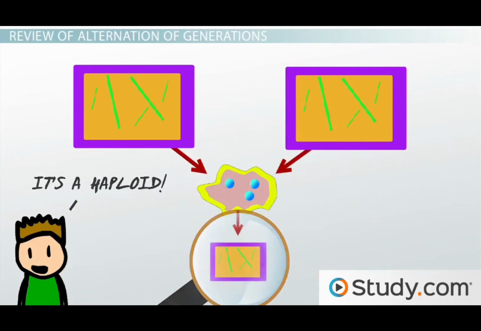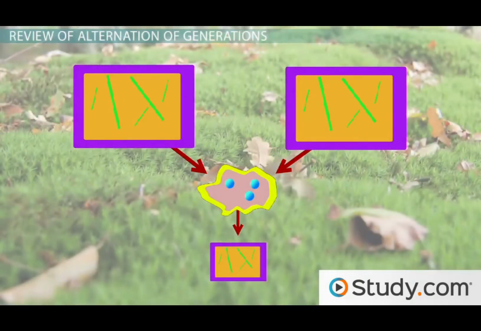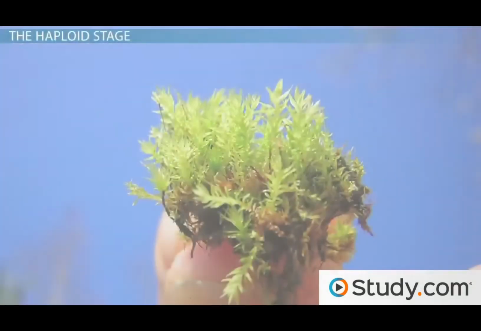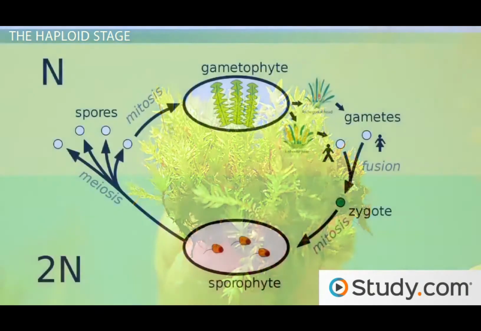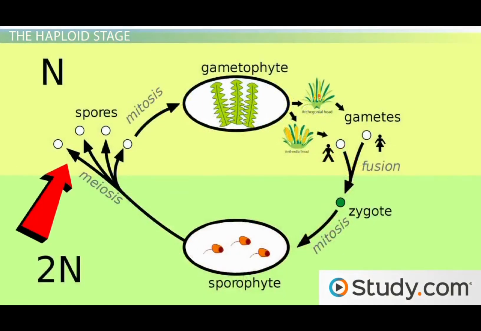Now that we have a good review of the basics of alternation of generations, let's look at how this process is completed in mosses. Unlike more advanced plants, mosses have a dominant haploid life stage. That is, the moss that you see is the gametophyte and only contains one set rather than the normal two sets of chromosomes. The haploid stage starts with a spore. This can either be a male or female spore.